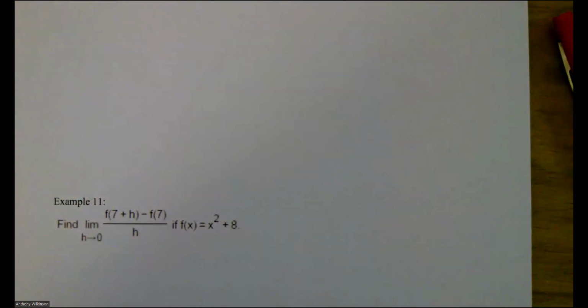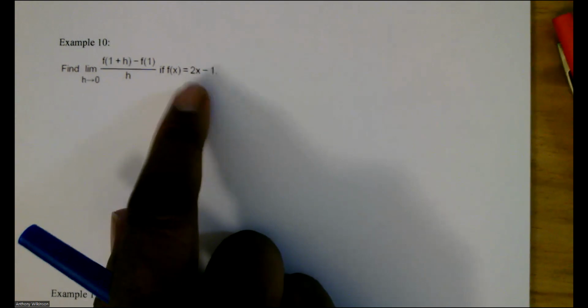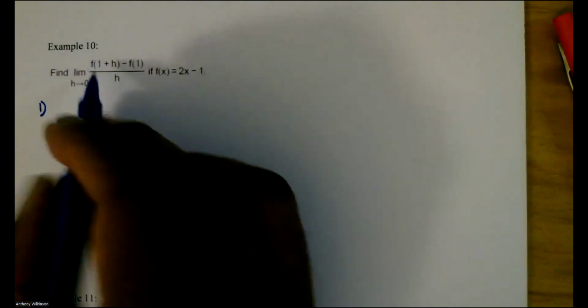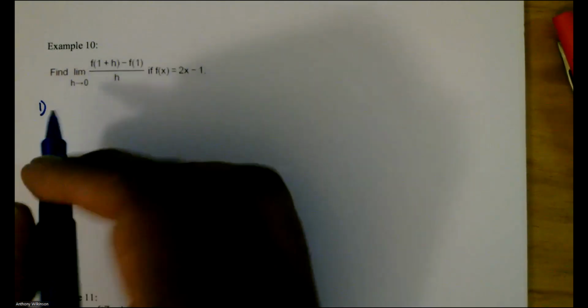All right, take a look at this example number 10. Let me bring this down. Here I want to find the limit as h approaches 0 of (f of 1 plus h minus f of 1) divided by h if the function f of x is equal to 2x minus 1. So here's the first thing I'm going to do here. I'm going to evaluate this part right here, f of 1 plus h.